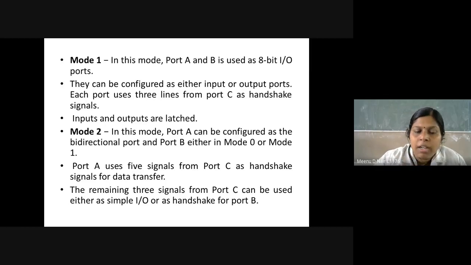Also, port A uses 5 port C signals as handshake signals. So the remaining 3 of port C will be there. If port B is used in mode 1, those 3 will act as handshake signals for port B. If port B acts in mode 0, what will happen? These remaining 3 act as input output signals themselves. That is mode 2 of operation. You understood? Is that clear?